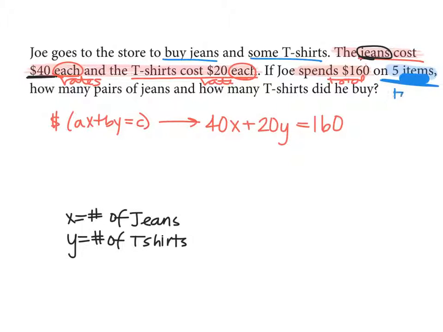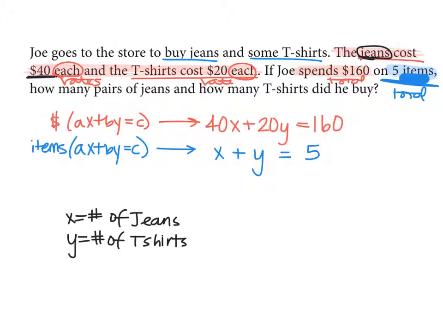Again, because this is a total, I'm going to be in standard form. So I'm going to call this items, if that makes any sense to you. It's going to be in standard form, AX plus BY equals C, and this one's going to look a little bit different. I don't know how many jeans he's buying, so I'm just going to say the number of jeans, that's X, plus the number of T-shirts is Y, equals 5 total items. There are 5 things in his bag. X stands for the number of jeans, Y for T-shirts, 5 is the total.